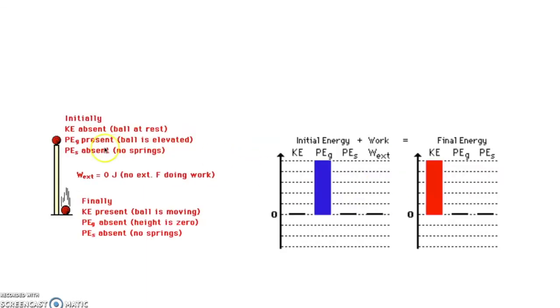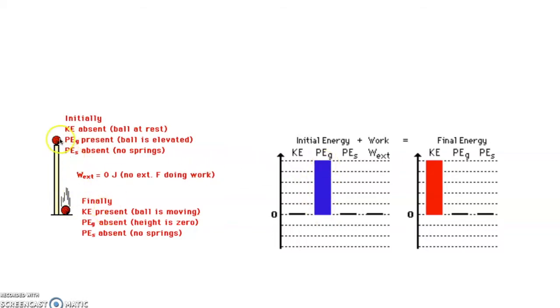So here's our first example. We have a ball at the top. It's not moving, so there's no kinetic energy. It's elevated, so there is potential energy due to gravity. But there's no spring potential energy because there are no springs, and no work is being done on the ball. So initially, all we have is gravitational potential energy.